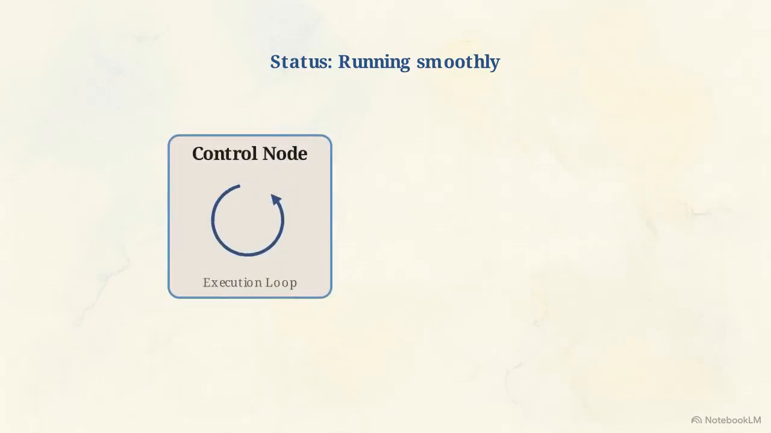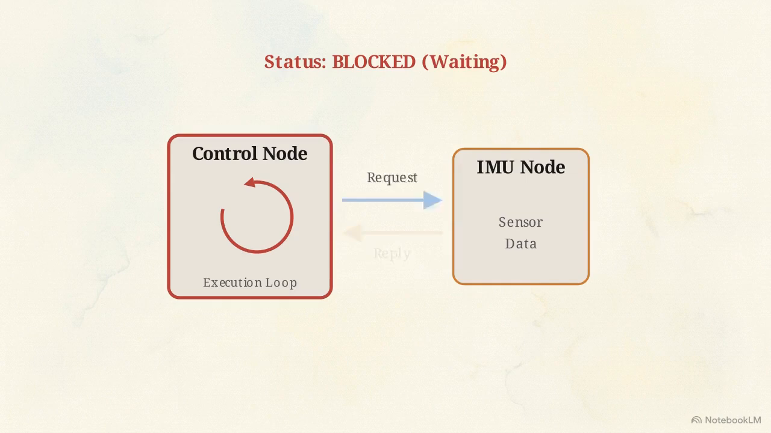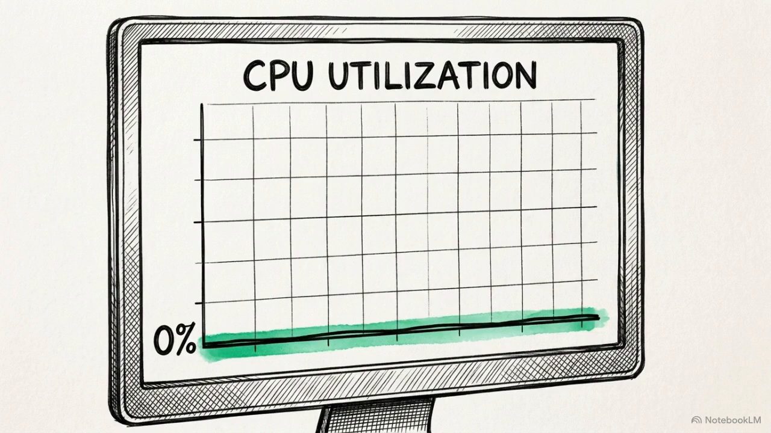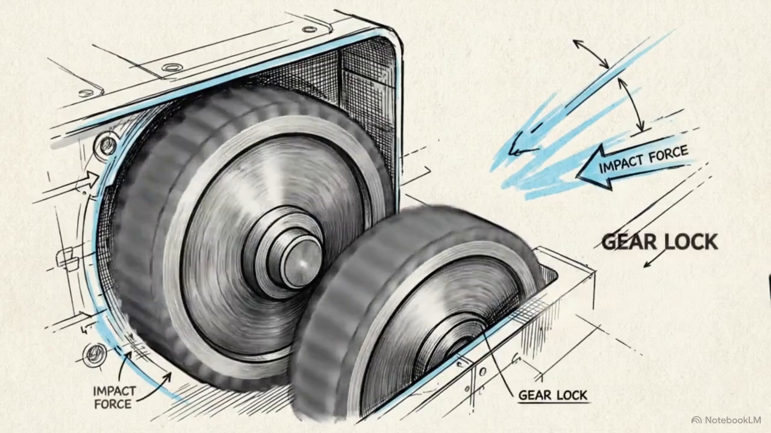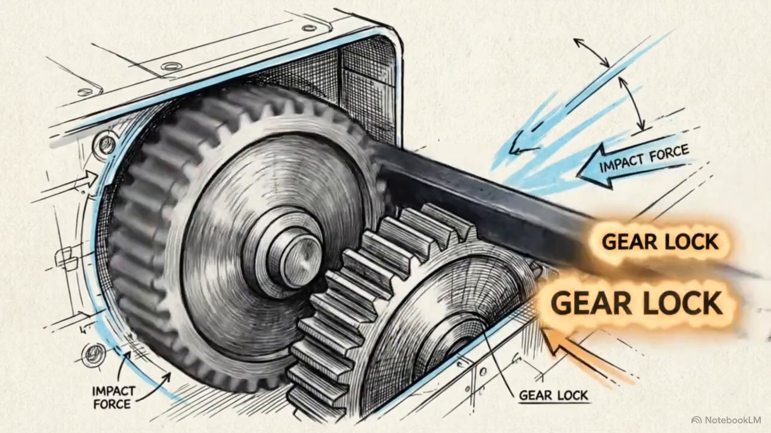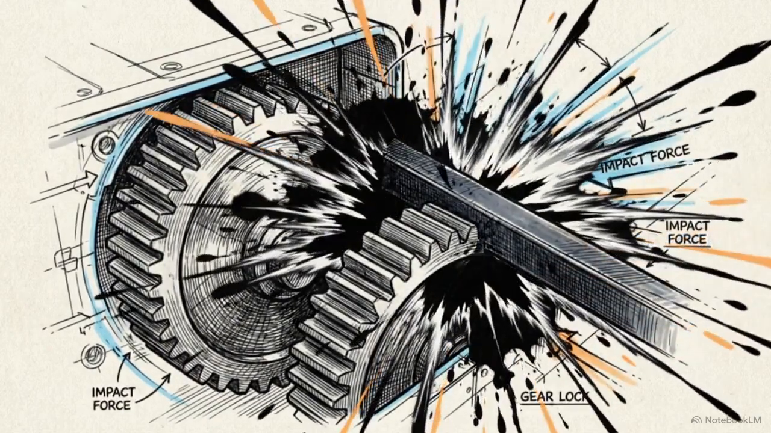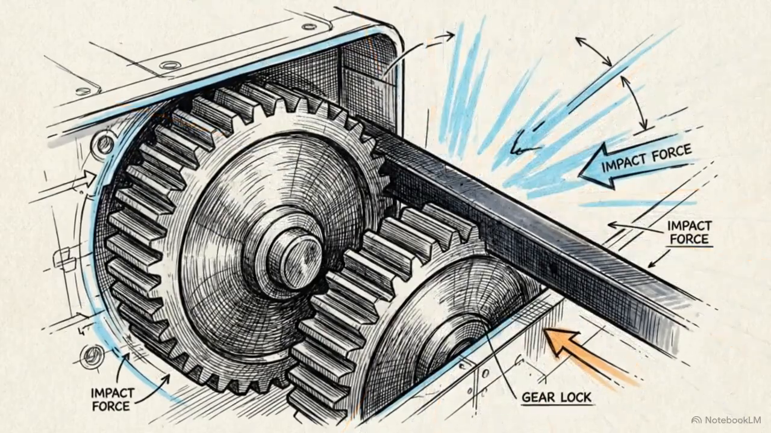If a control node pauses its execution loop 50 times a second waiting for an IMU reply, the CPU spends most of its clock cycles sitting idle. The robot's real-time responsiveness drops to 0. Services trade execution speed for guaranteed delivery and strict confirmation. You reserve them exclusively for critical, one-off state changes.